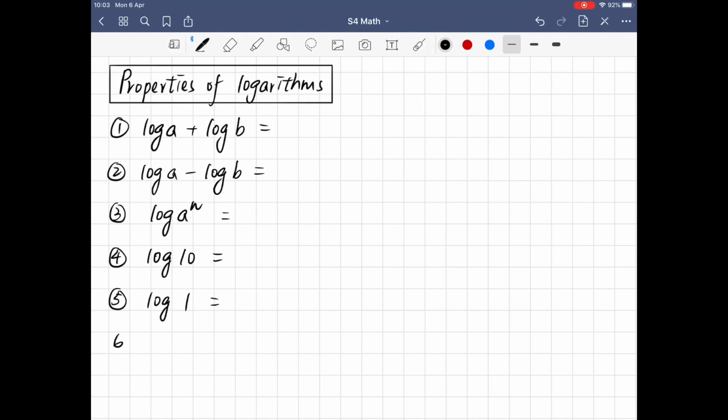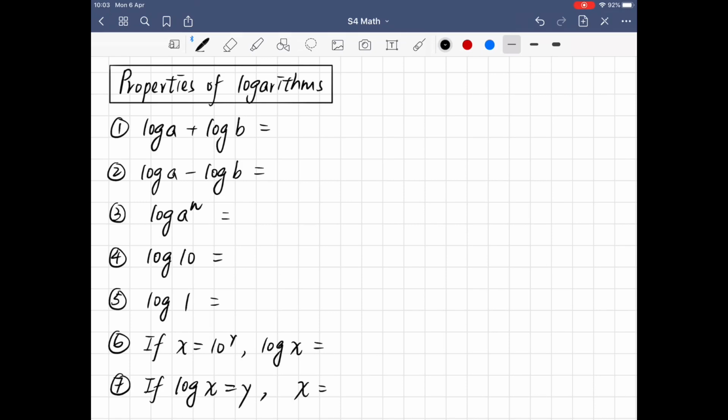And then for question 6, if it is given that x is equal to 10 to the power y, if we take log on x, what will be the result? And finally, for question 7, if we know that log x is equal to y, then how can we take off the log to find x? So I will check the answer with you later.